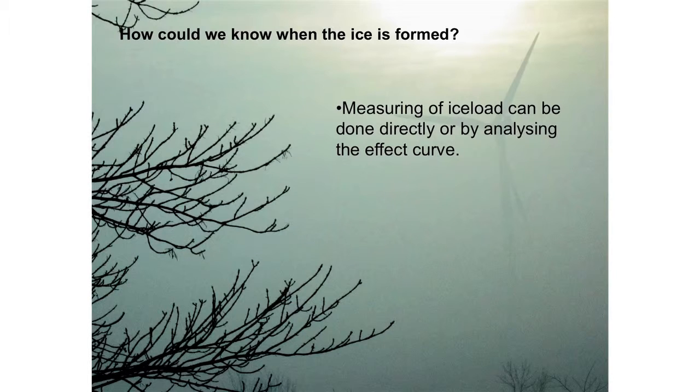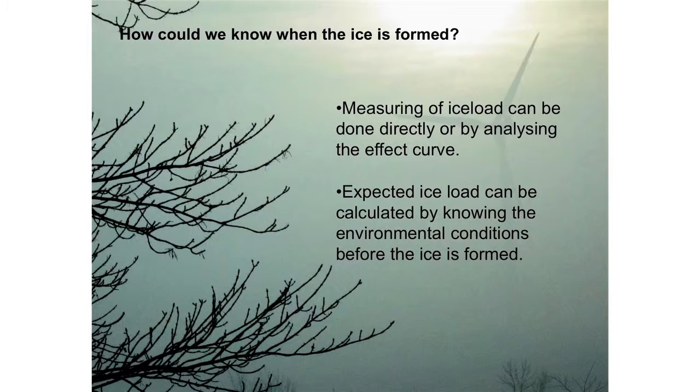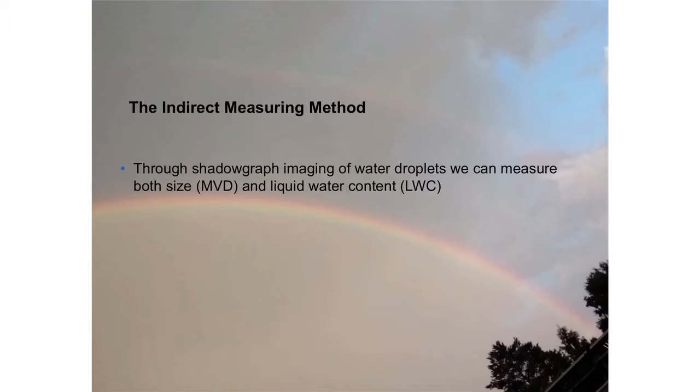So how do we know when the ice is actually formed? Yes, we have some direct methods. And one was the one that Benny and Patrick were talking about previously. It's actually to watch the ice, see when it grows. We can also measure it by, for example, measuring the effect curve of the generator. Or we can also calculate the ice that we expect by measuring the environmental conditions.